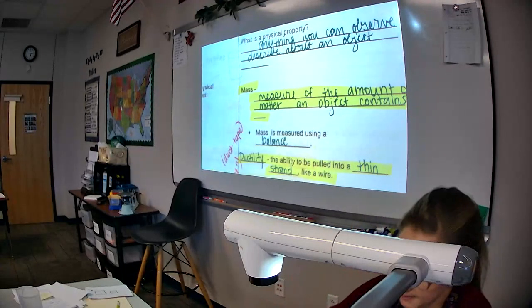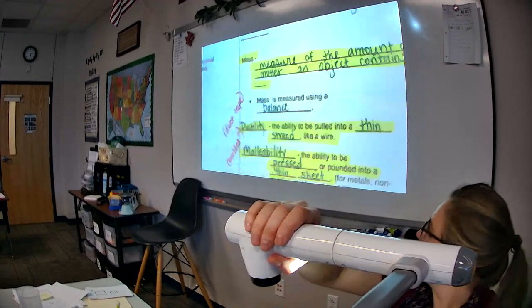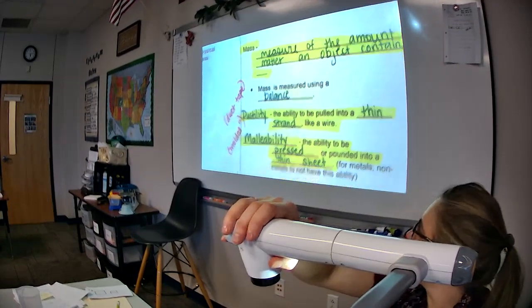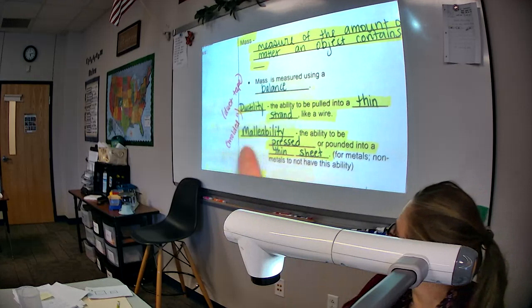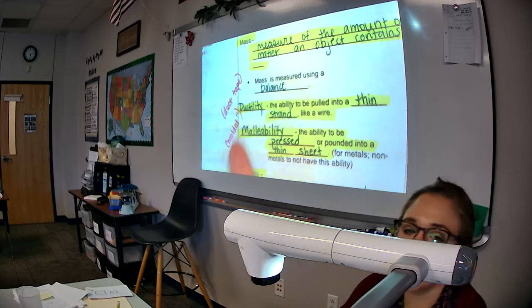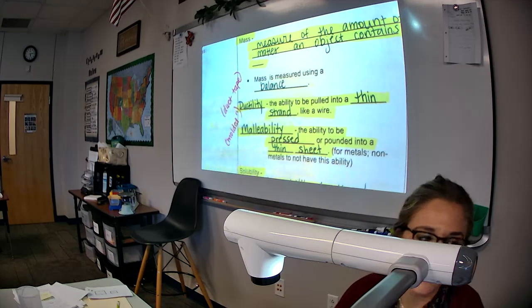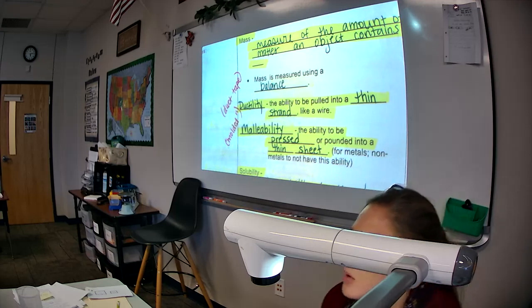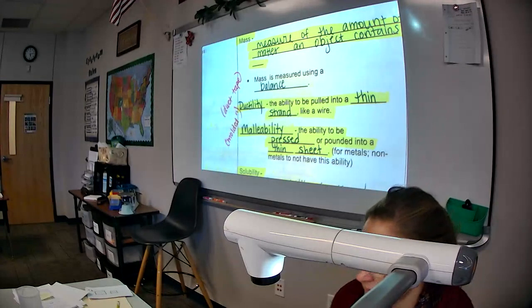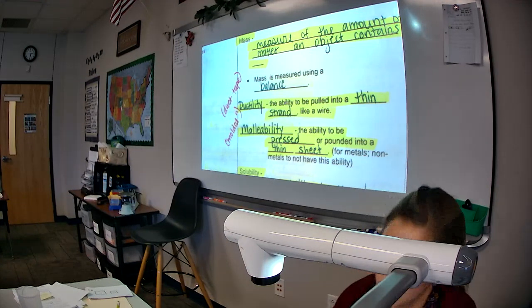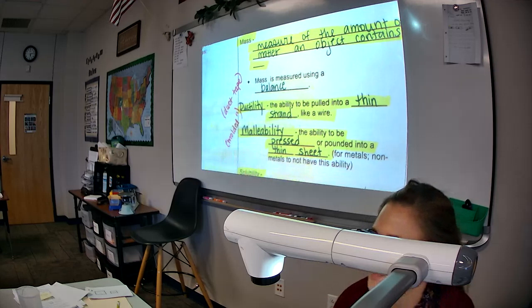Okay, just remind me. Below ductility, I want you to highlight malleability. You're also going to write your keyword off the side there. This one is molded. Remember the M and the M. Malleability means can it be molded? Come on, Jacob. The ability to be pressed or pounded into a thin sheet. And again, make sure you write molded out to the side.